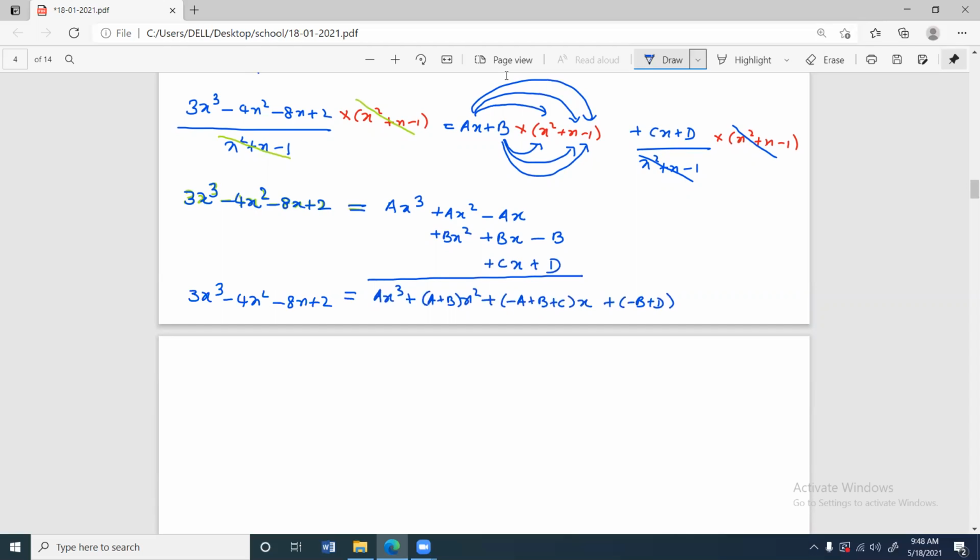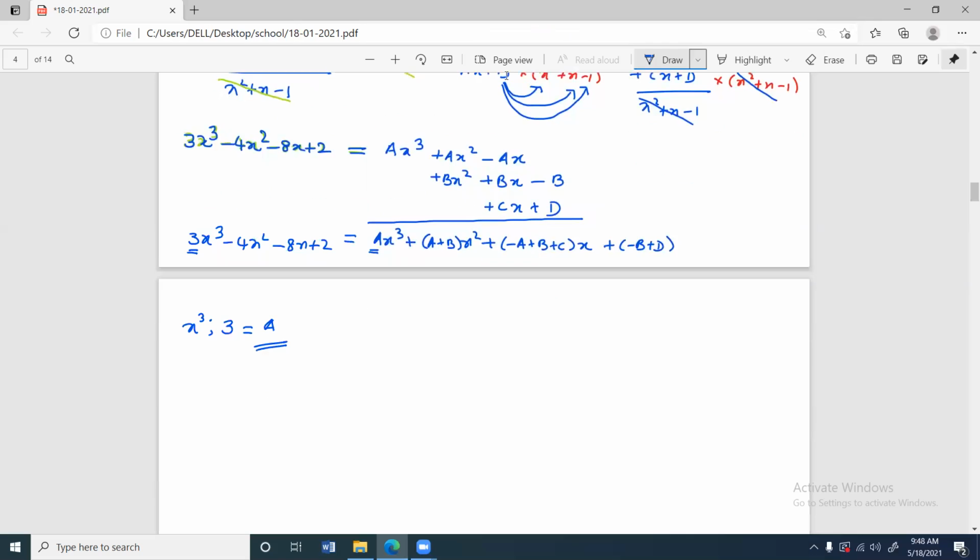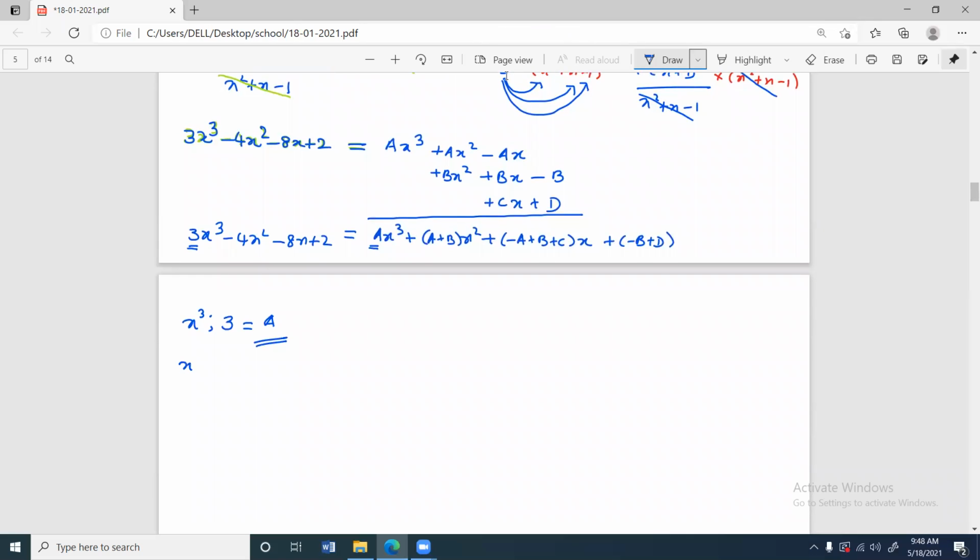In the equating coefficient method, I get the coefficient of x cubed. The coefficient of x cubed over here is 3, and over here is a. So simply you get the answer for a. Then we get the coefficient of x squared. It is -4 here, and here it is a + b. Now a is 3, so 3 + b = -4. Therefore b = -7.